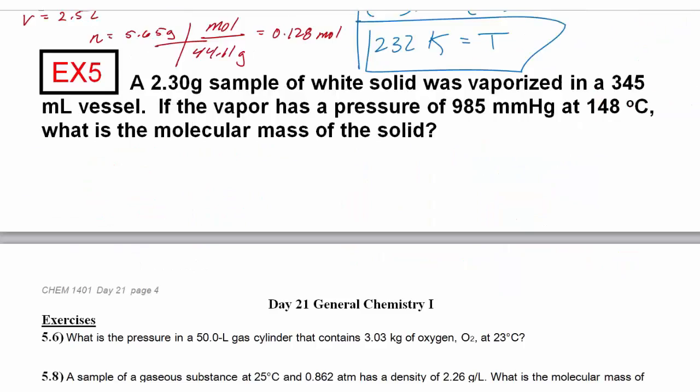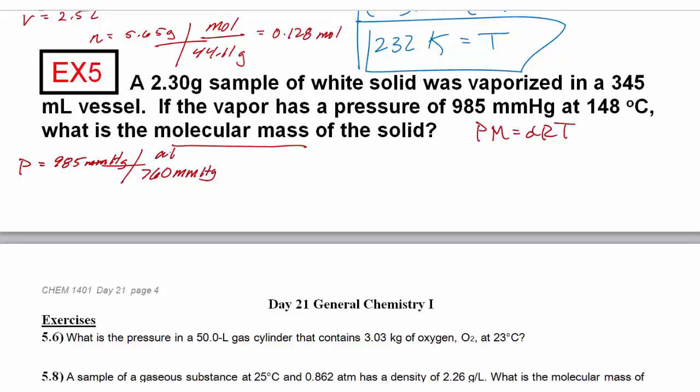So here's your big test. See if you can solve this one and get the same answer as me. They're looking for molecular mass, so I'm just going to use PM equals dRT. So I have to know everything but molar mass. My pressure is 985 millimeters of mercury. So I'll get that into atmospheres. 985 divided by 760, about 1.29, about 1.3 atmospheres.